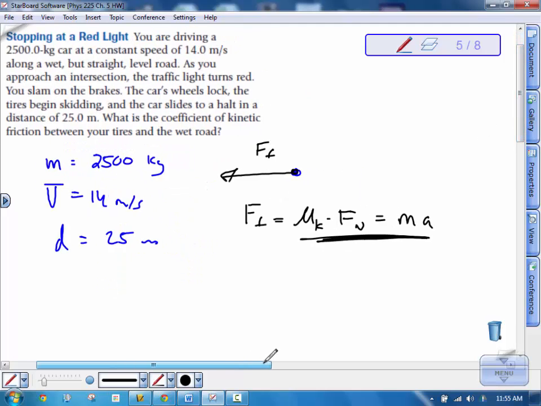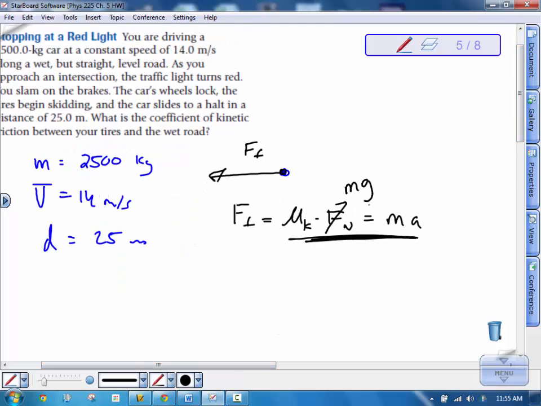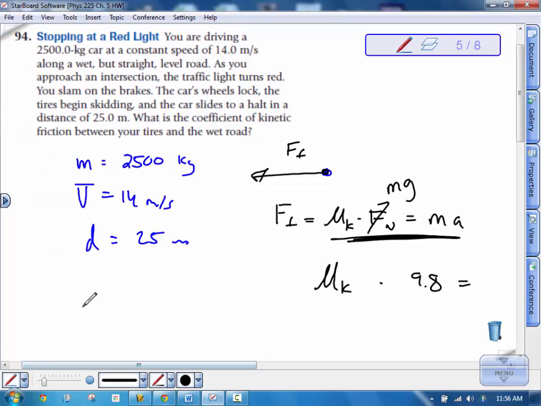All right, the normal force is mg. So I'm going to write mg right there. So it's mu sub k times mg. The mass is 2,500. Gravity is 9.8. And that's equal to the mass, which is 2,500. So we actually don't even need the mass, because that just cancels from both sides of the equation. We need the acceleration that the car is actually decelerating by, though. And in order to find that, we need to figure out what formula to use.